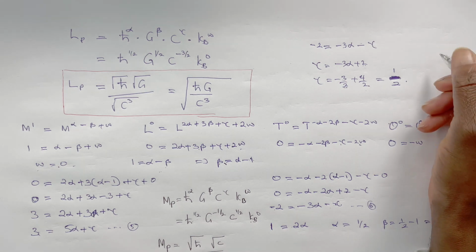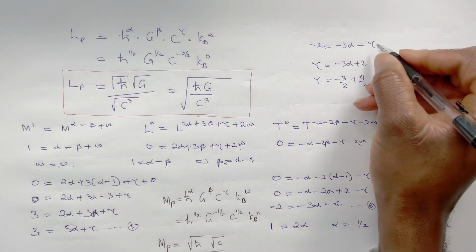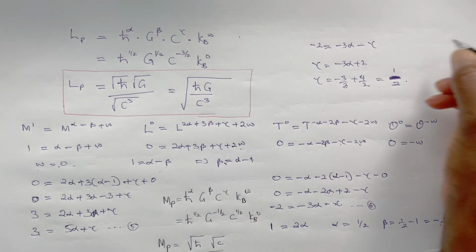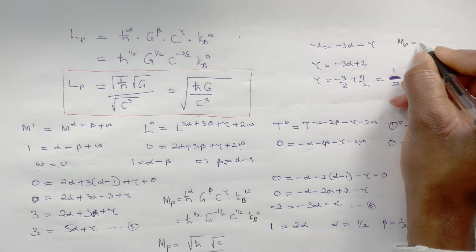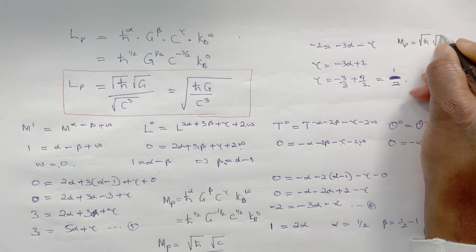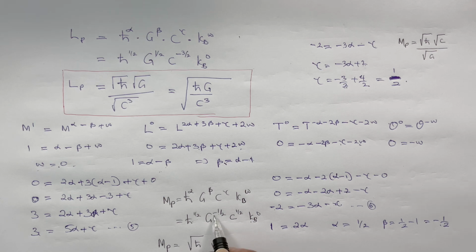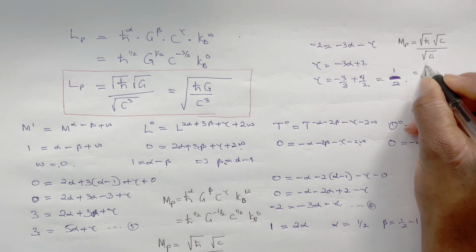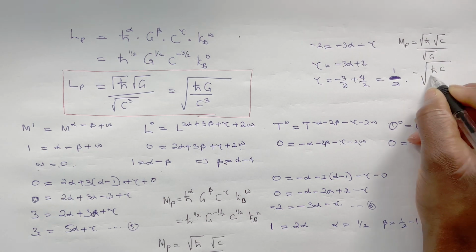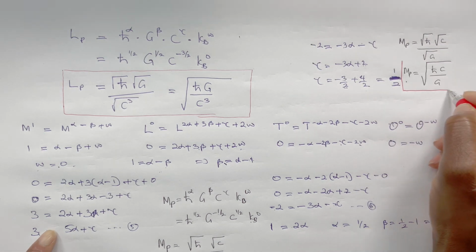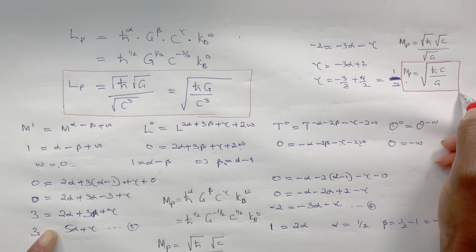So what I've written down there, you might not see, will be that I've written the Planck mass is root h bar root c over root G. That's what this is, which means it's going to be overall h bar c over G, and that's correct. Again, we've got Planck mass from dimensional analysis.